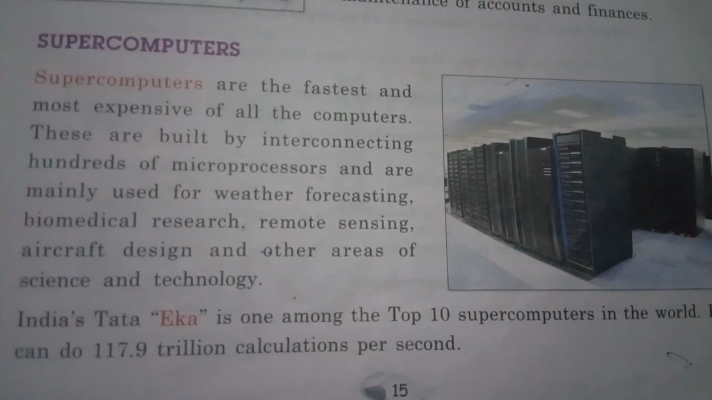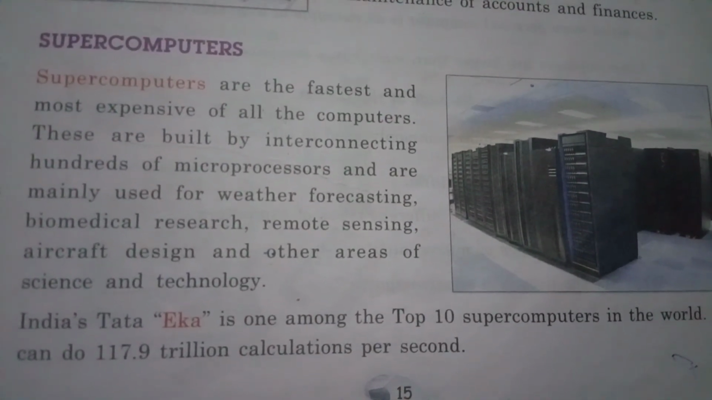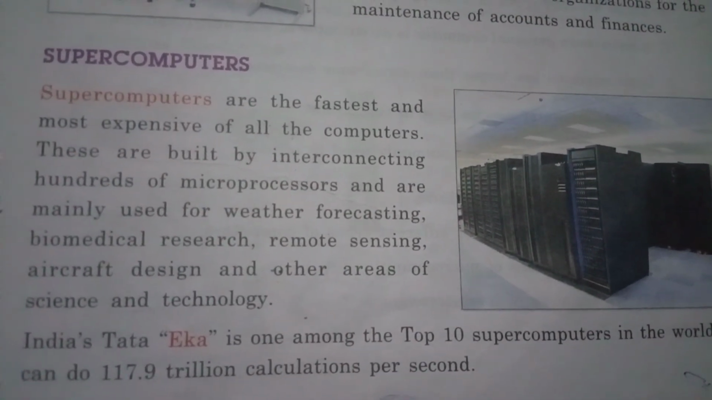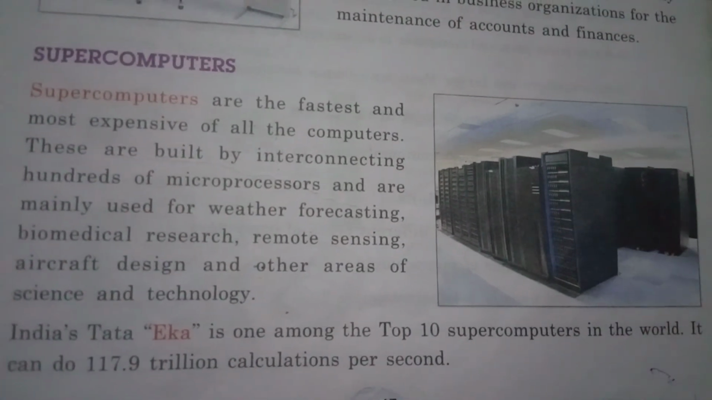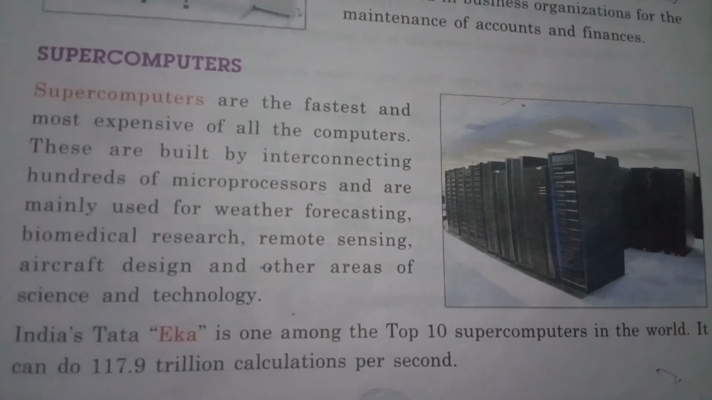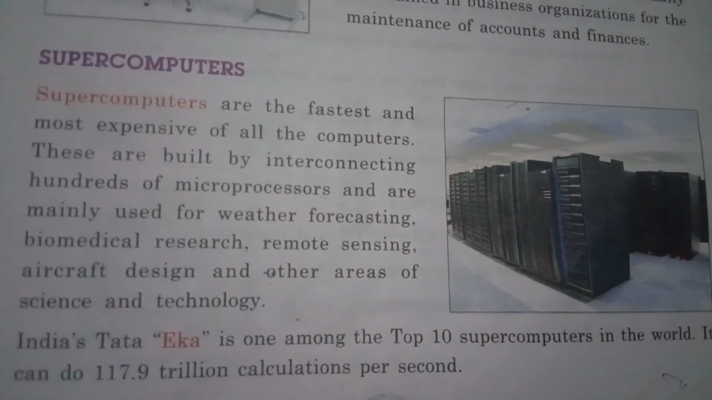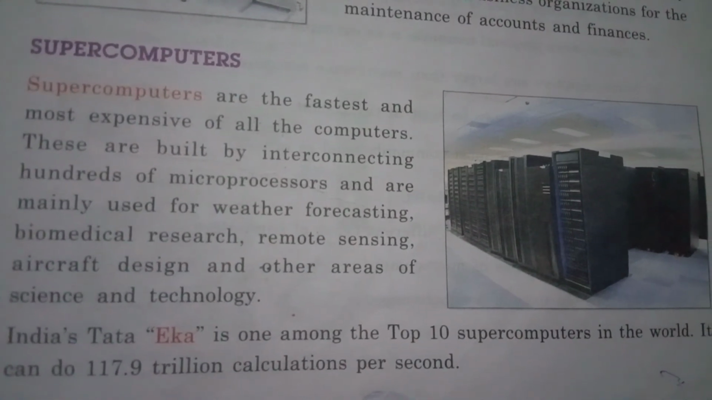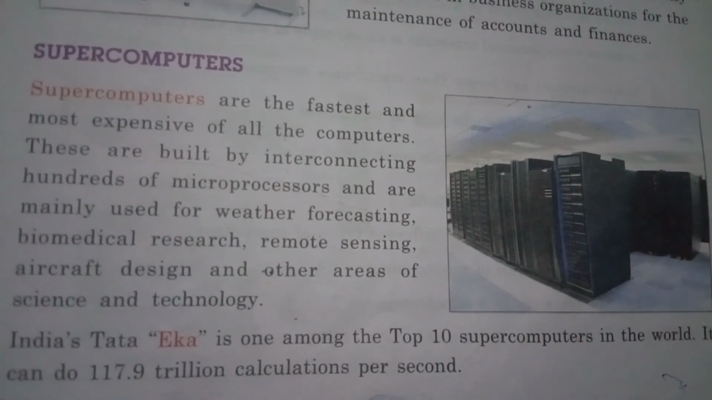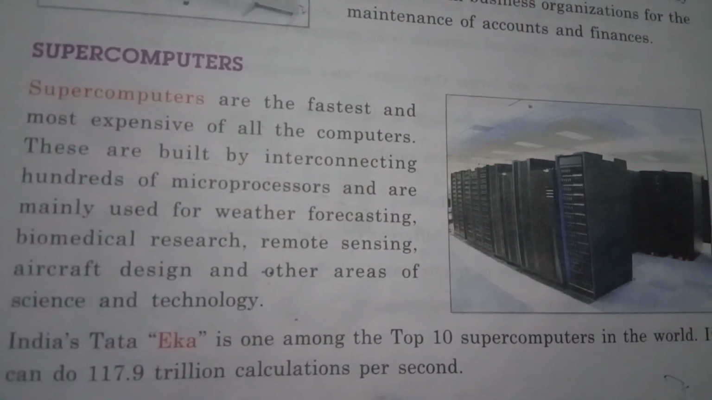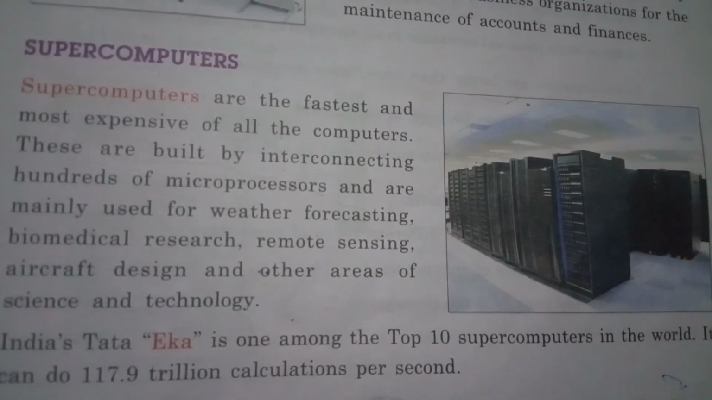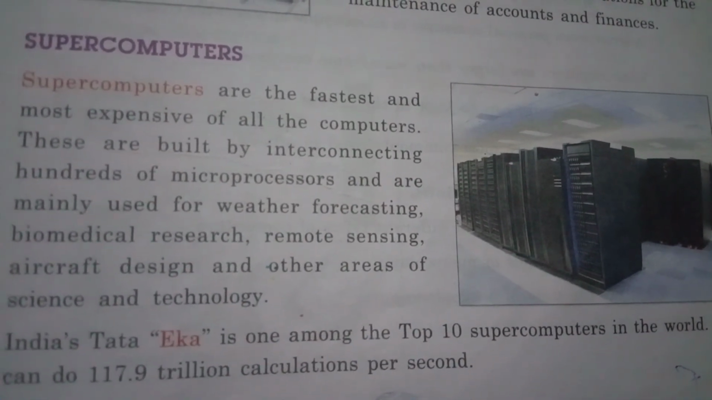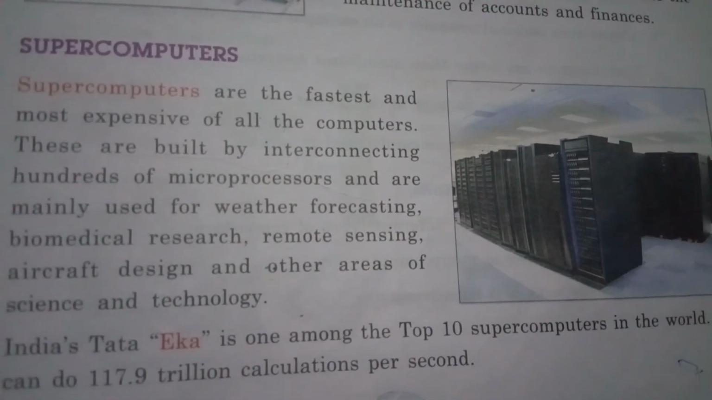Students, do you know an example of a supercomputer? India's Tata Eka is one of the top 10 supercomputers in the world. It can do 117.9 trillion calculations per second. Per second. Now you can imagine the speed of this computer. We can't even imagine the speed of this computer. It is a very fast computer.